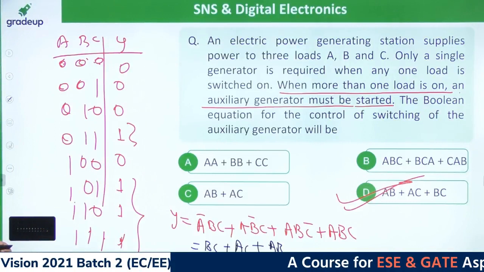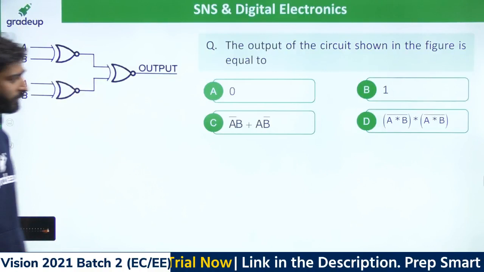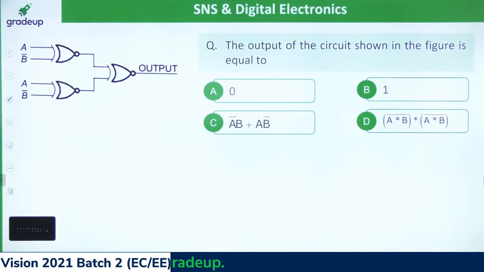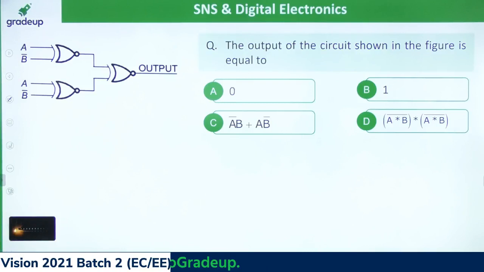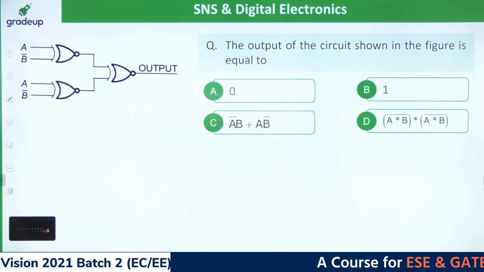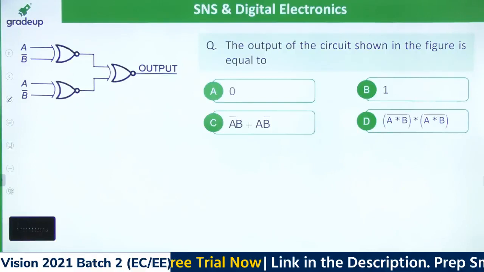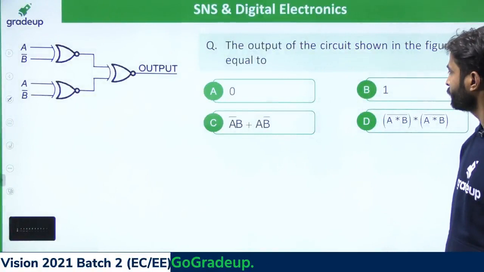Next question, aapke saamne ye raha 1 crore rupay ke liye. Ab bataiye. Everybody just give me the answer of this question, right? Okay Hemendra, that's great. The output of the circuit shown in the figure is equal to what? If you want to solve this question, it is XNOR.